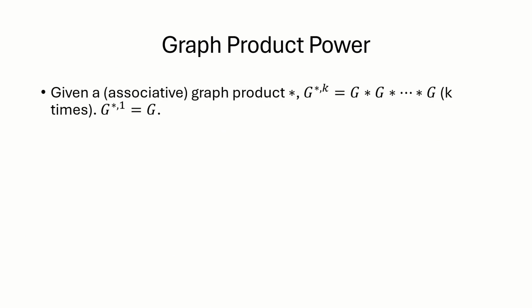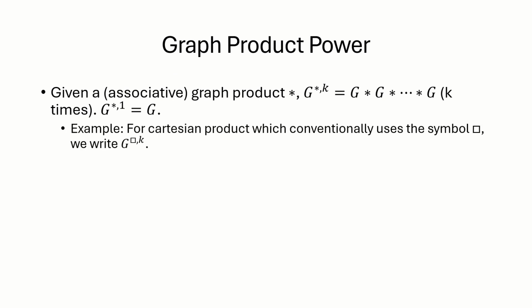We can now define a graph product power. Given an associative graph product, the graph product kth power is what we get when we multiply this graph by itself k times. We'll define the first power to be the graph itself. Note that if we have a particular symbol we are using for our graph product, say the Cartesian product and the box symbol, then we denote the graph product kth power as G exponent the symbol for our graph product, comma k.